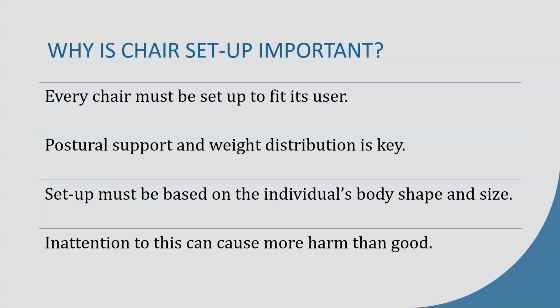Now, every chair must be set up to fit its user, supporting posture appropriately and ensuring maximum contact with the support surface to distribute that weight evenly, whilst, of course, maintaining comfort and independence. It's critical that the seating prescription and the subsequent setup is based on the individual's body shape and size, which would, of course, be determined during that seating assessment. And if it's not, then it can cause more harm than good. The way in which the chair is set up does influence positioning and functional movement, which can consequently impact on the risk of secondary complications, including body distortion, pressure injuries, and reduced quality of life.